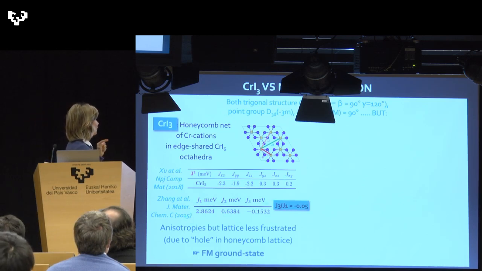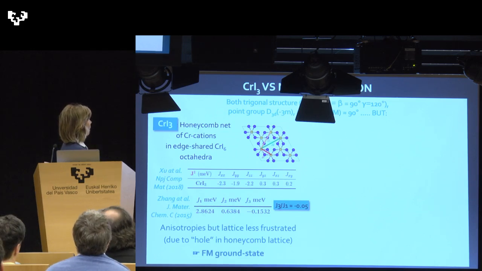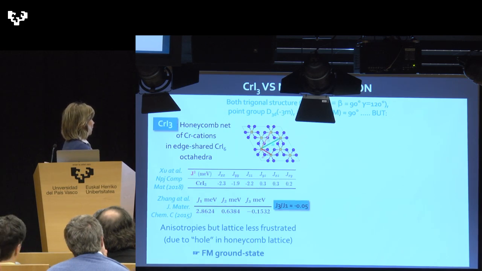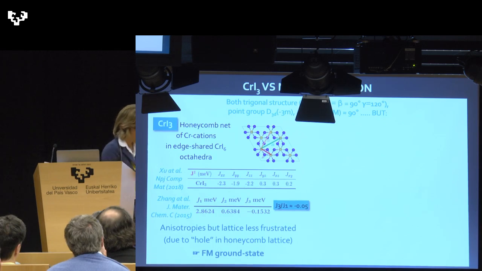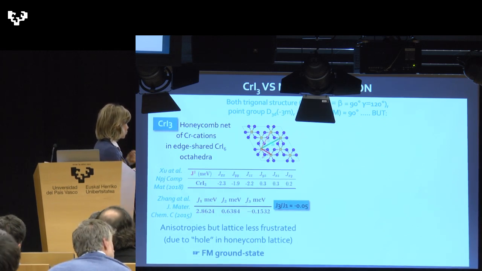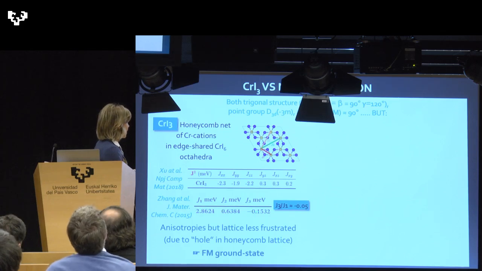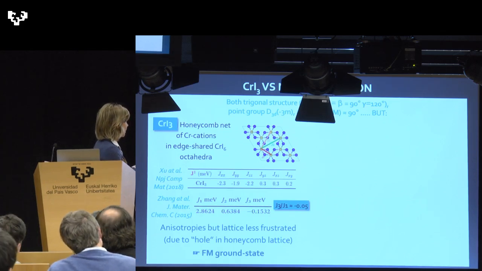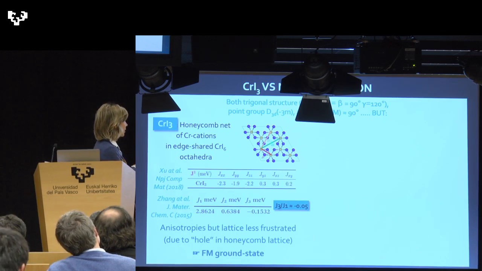However, the fact that you have a honeycomb lattice means that there's a hole in between the chromium. So you have some anisotropic exchange, which is a little bit smaller than what we have, but especially you don't have frustration, because the J3 is basically 0, because it cannot be mediated by an ion here.